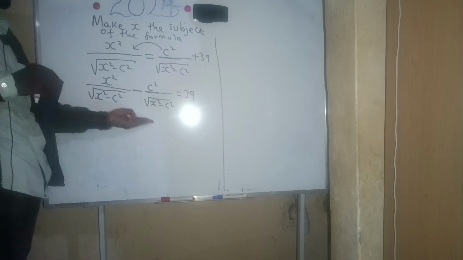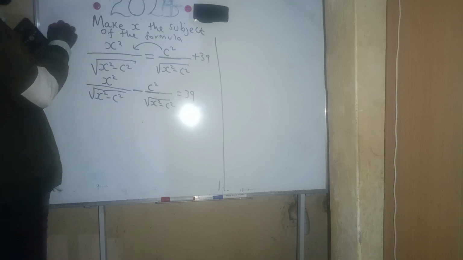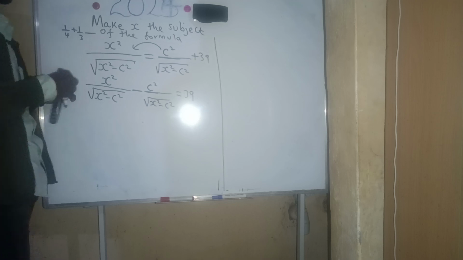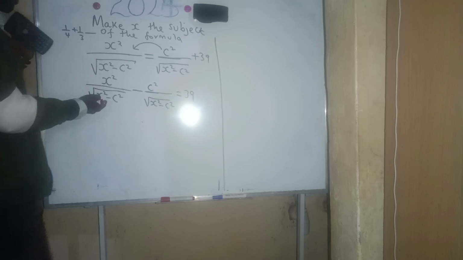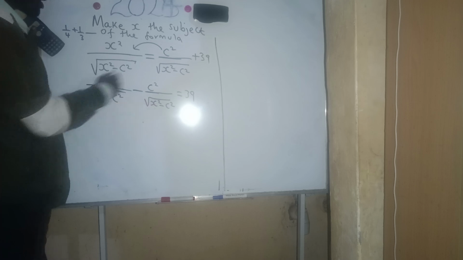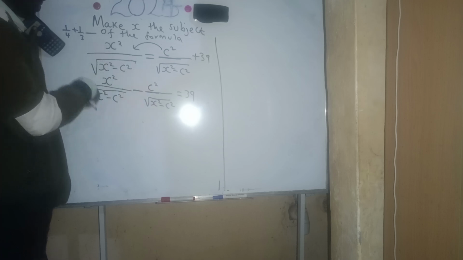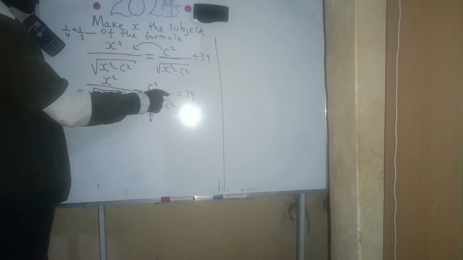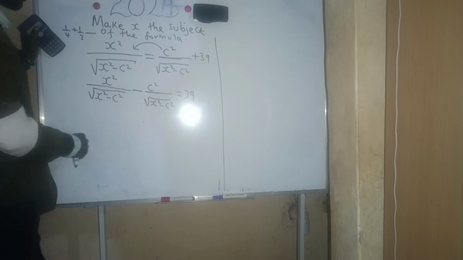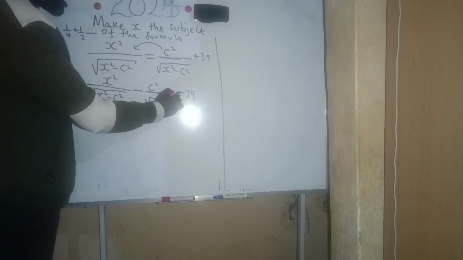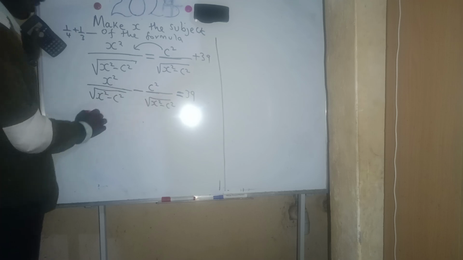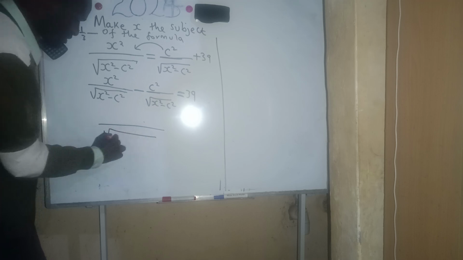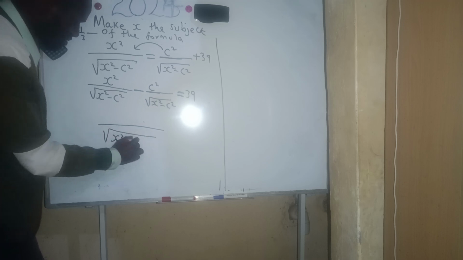Now we shall take these to be fractions, just like the way we say a quarter plus a third. We've always been told to get the LCM of our values on the denominator side. So in this case, we take these to be our denominators for the two fractions. x squared over the root of x squared minus c squared becomes our first fraction, minus c squared over the root of x squared minus c squared becomes our next fraction, and there's a constant on this side. So we shall have the root of x squared minus c squared as our LCM.